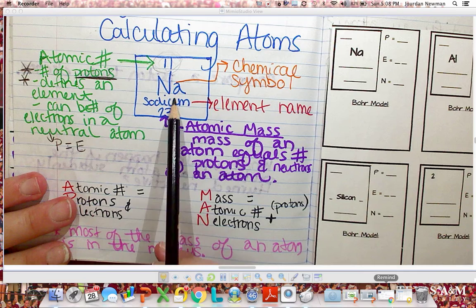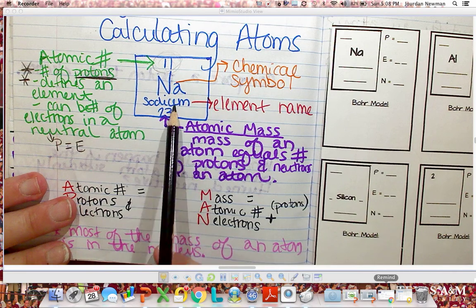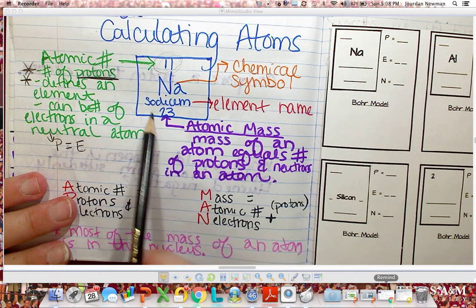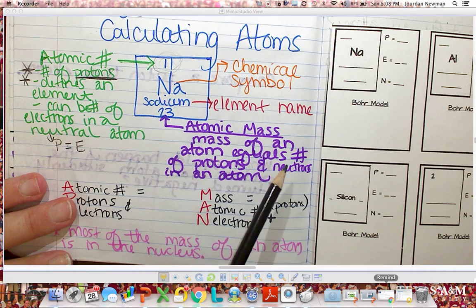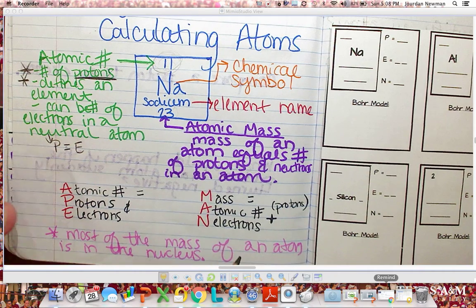Na is our chemical symbol for sodium. Here's our element name, and then down here we have 23, which is our atomic mass. Our atomic mass is equal to the number of protons and the neutrons in an atom.